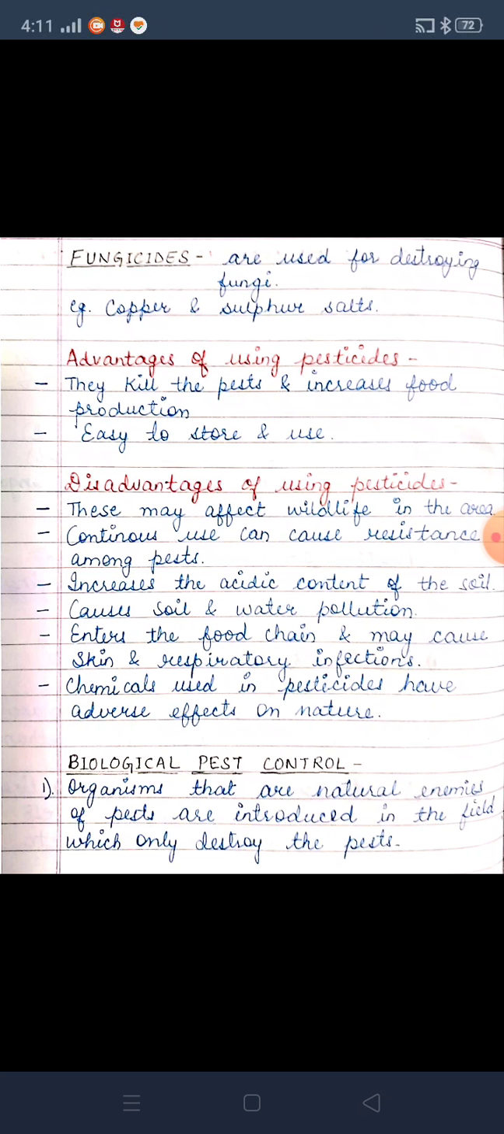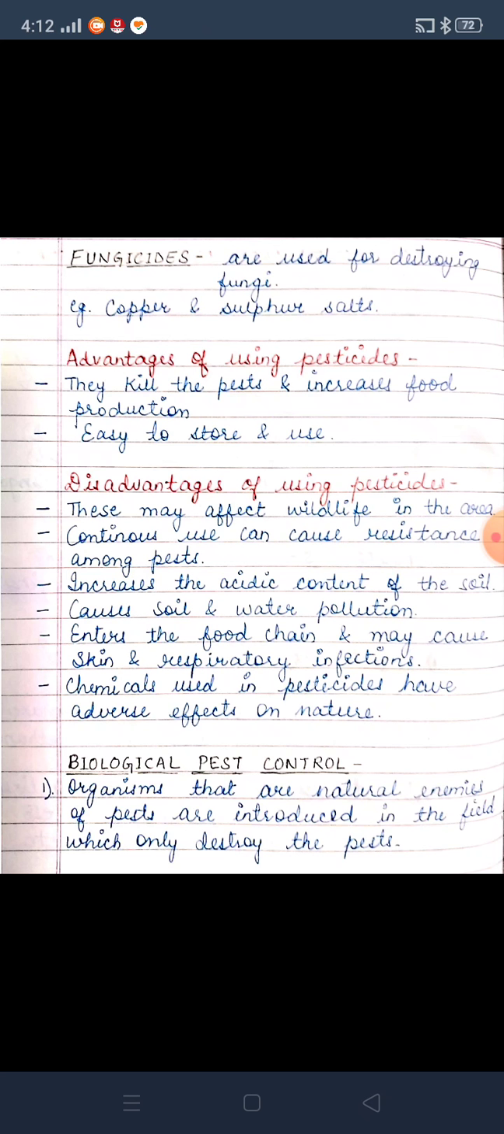Now let us discuss the advantages of using pesticides. First is they kill the pest and increase the crop production or food production. Then second one is they are easy to store and use. So it is very clear from the points that pesticides help in killing the pests and increasing the crop yield, and they are easy to store also, so they are used. But the disadvantages are more than the advantages.